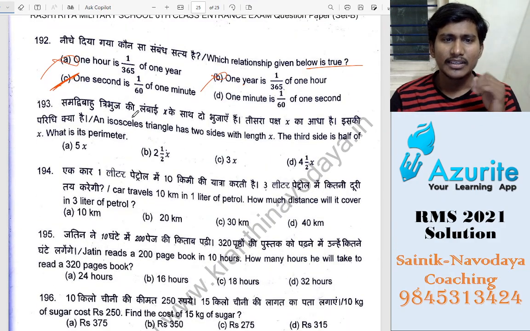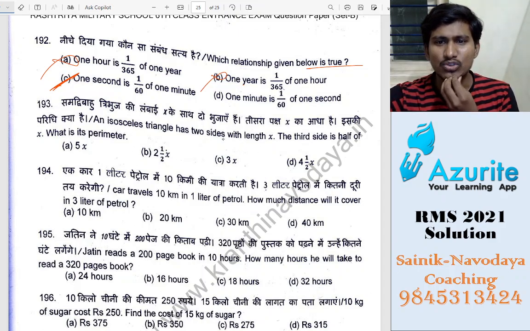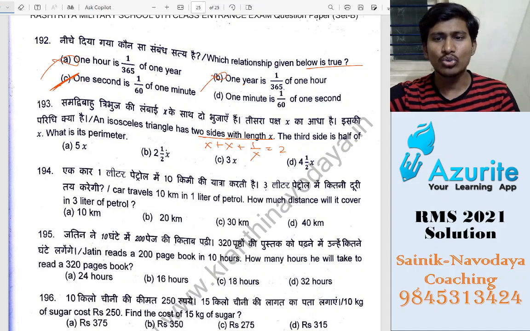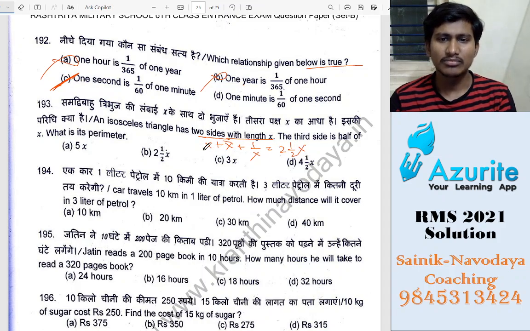Next. Here an isosceles triangle has 2 sides with length x. Third side is half of x. What is the perimeter? So 2 sides are x and x. One more is half x. So that is 2x and half. So 2 and half x will be the answer. Right? 2x are there here and one more half x here. So 2 and half x. Okay? That is 2 and half.